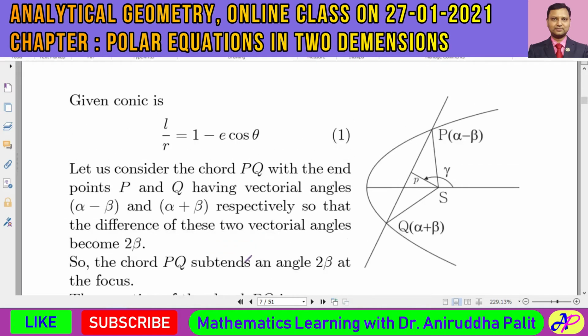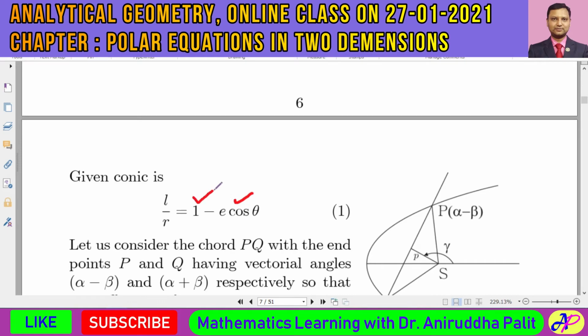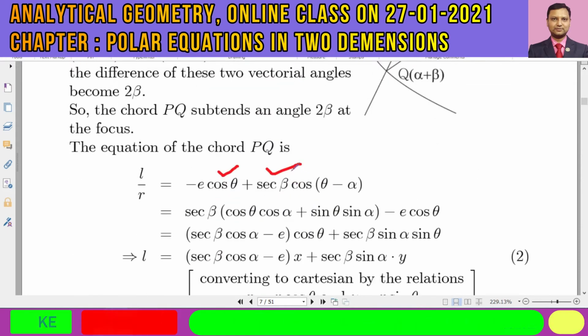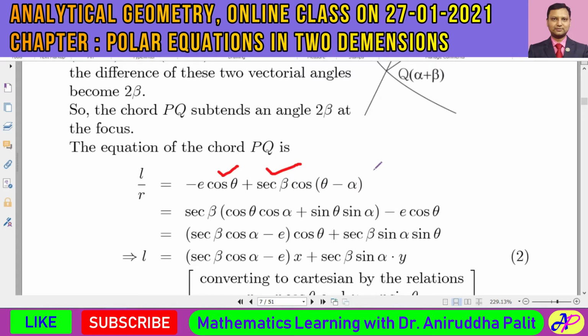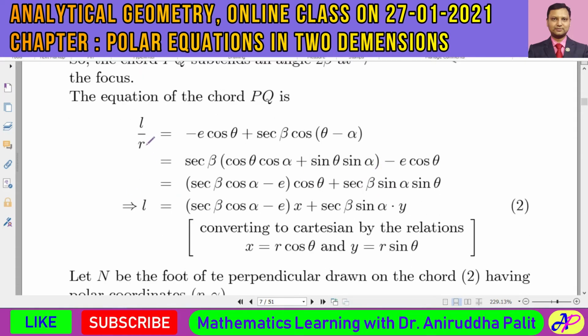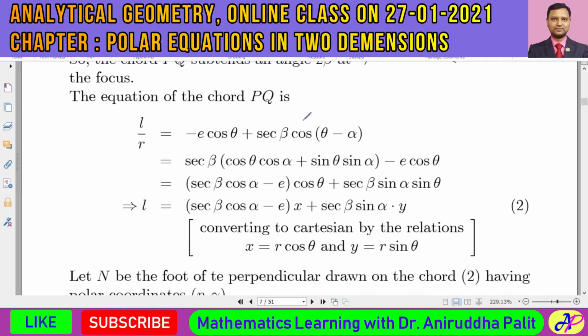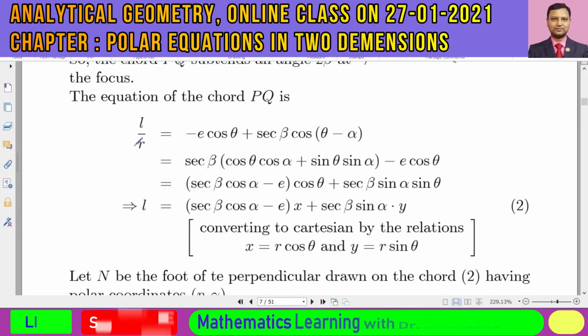You see, this minus e cos theta and this minus e cos theta both would remain the same. Only this one will be replaced by this kind of expression, sec of beta cos of theta minus alpha. Now we cross multiply this expression, and it is recomposed in this way. You see, cos of theta minus alpha has been decomposed over here, and finally we have taken cos of theta and sine of theta common and separated into two different terms, and then multiply this by r.